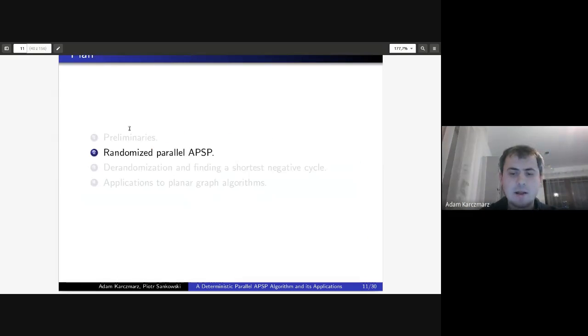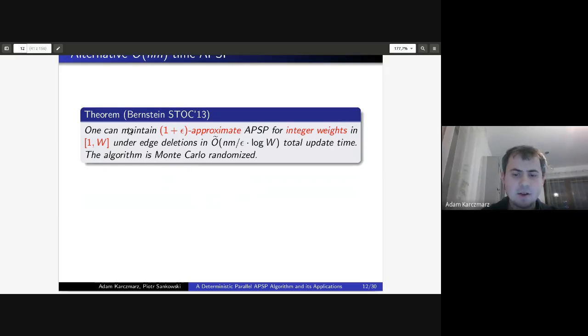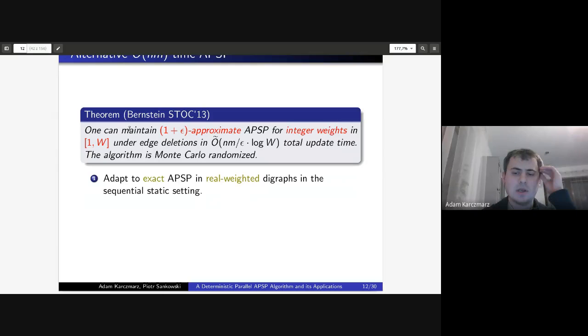Okay, so now we are ready to give a basic randomized version of our algorithm. And the main trick in this algorithm is not new. So I believe it should be traced back to Bernstein's nearly optimal decremental approximate APSP algorithm that works for positive integer weights. And basically, we noticed that in the static sequential setting, this algorithm can be adapted to compute APSP for real weights.